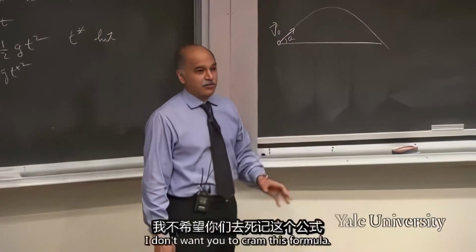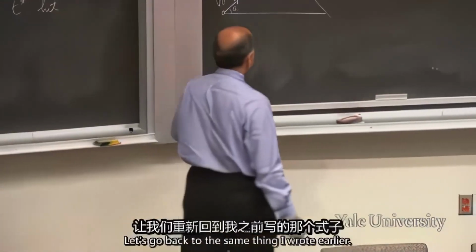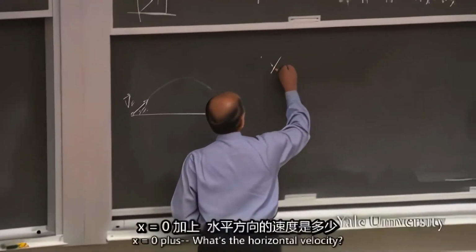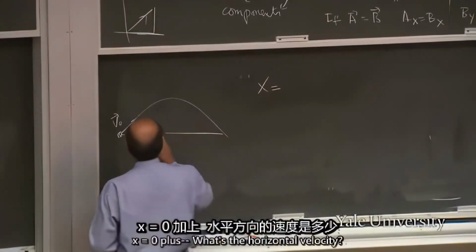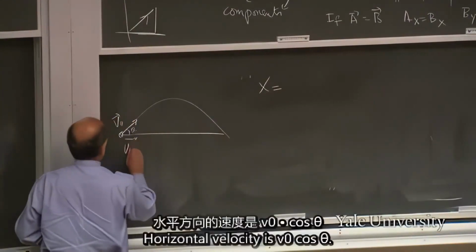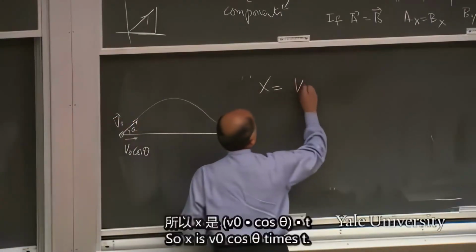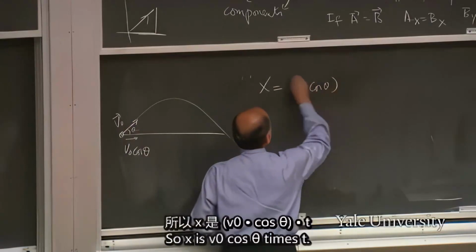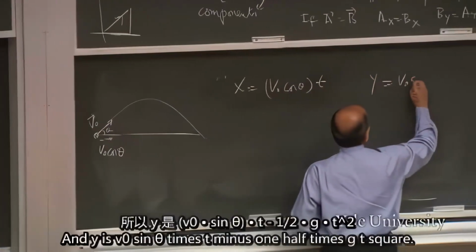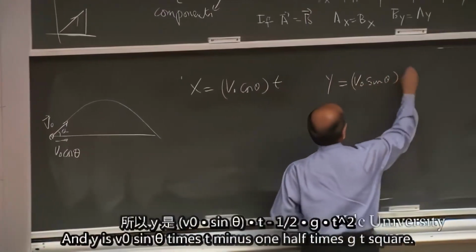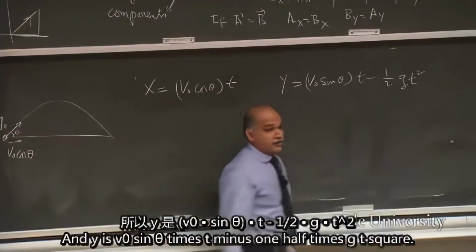But I don't want you to cram this formula. This is the kind of thing you should be able to deduce. So let's go back to the same thing I wrote earlier. x equals 0 plus, what's the horizontal velocity? Horizontal velocity is v0 cosine theta. So x is v0 cosine theta times t, and y is v0 sine theta times t minus 1/2 gt squared.